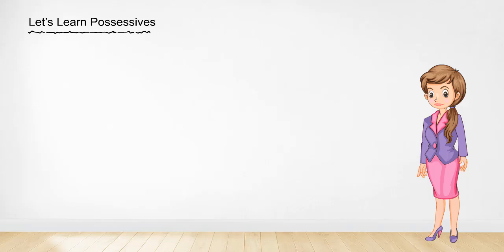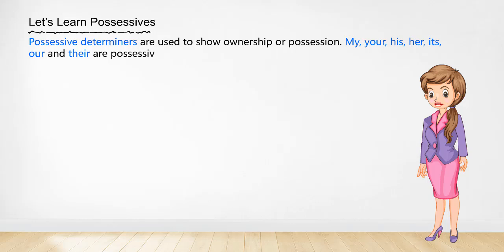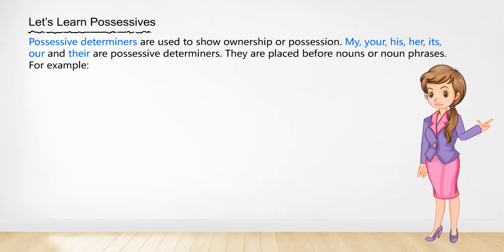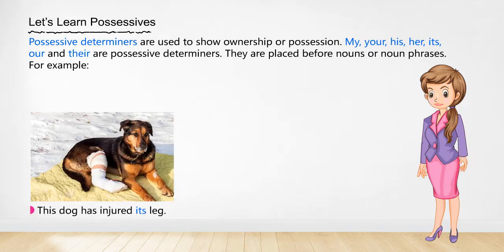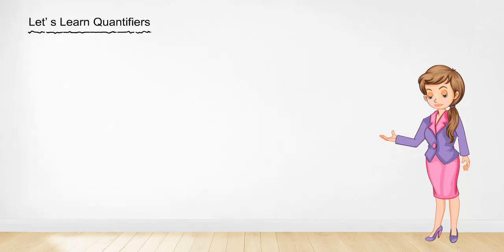Let's learn possessives. Possessive determiners are used to show ownership or possession. My, your, his, her, its, our, and their are possessive determiners. They are placed before nouns or noun phrases. For example, this dog has injured its leg. This is our new car. Let's learn quantifiers.